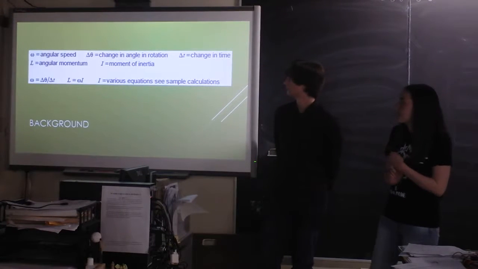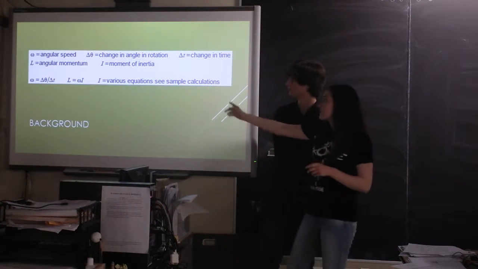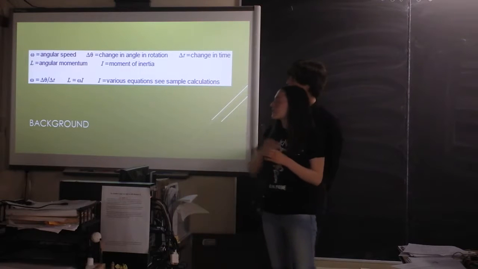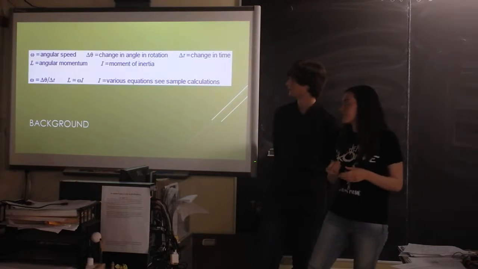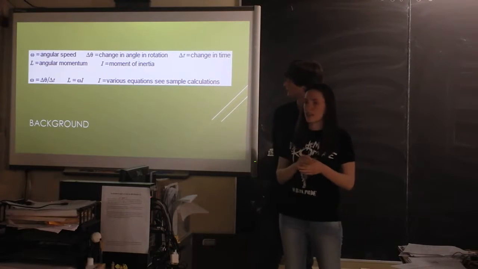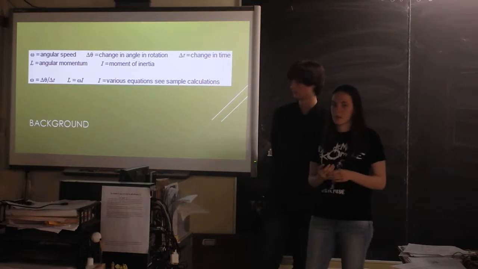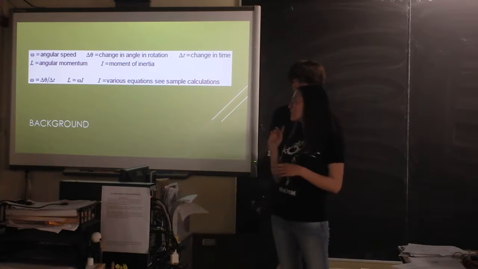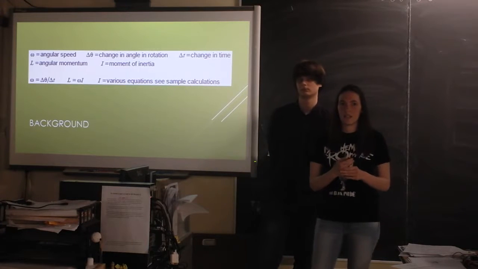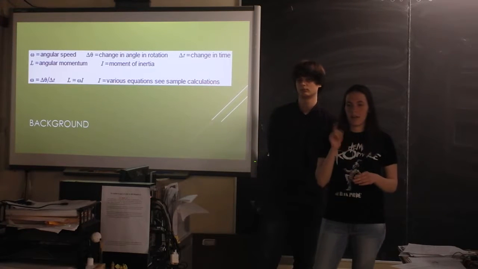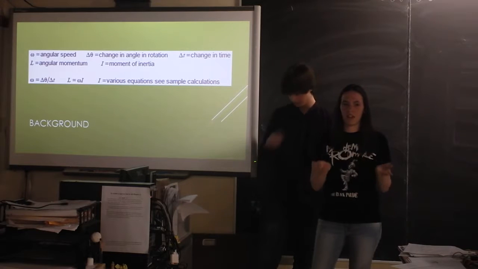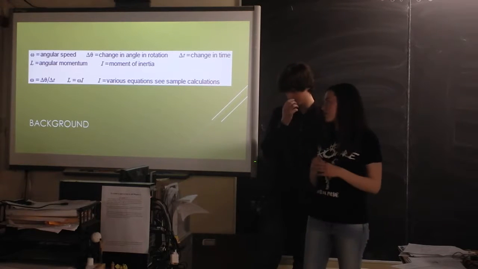So this is the background. There are about 3 basic equations we use. Angular speed is change in angle over time, and angular momentum is angular speed times moment of inertia. For moment of inertia, I had estimated values for each of the different objects because they all have different moment of inertia equations.